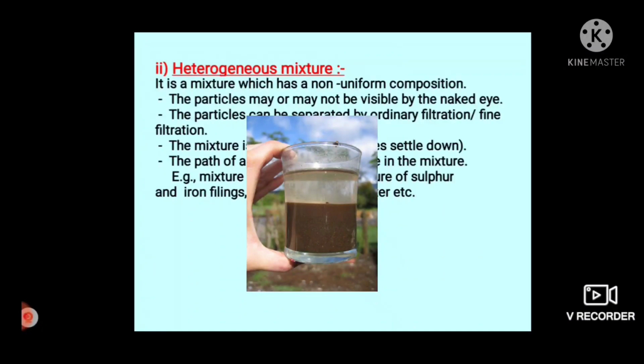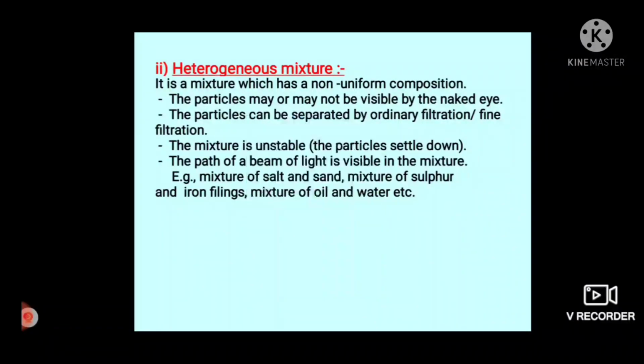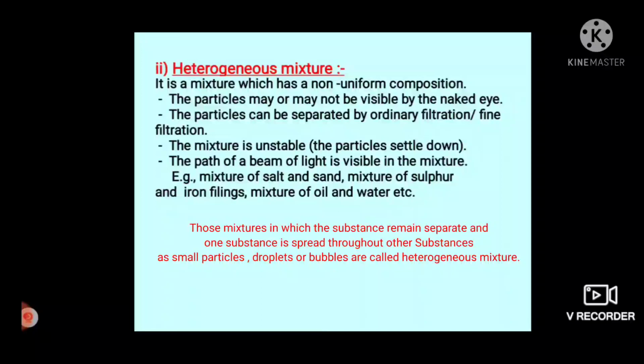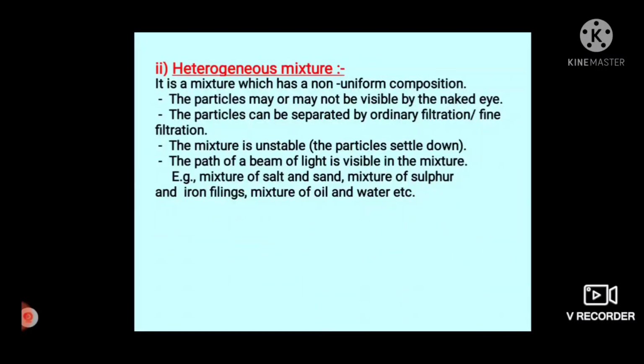Heterogeneous mixture is another classification of mixture. And what is a heterogeneous mixture? Those mixtures in which the substances remain separate and one substance is spread throughout the other, as small particles, droplets or bubbles, are called heterogeneous mixtures. A heterogeneous mixture does not have a uniform composition throughout its mass. It is non-uniform and has visible boundaries or separation between the various constituents.